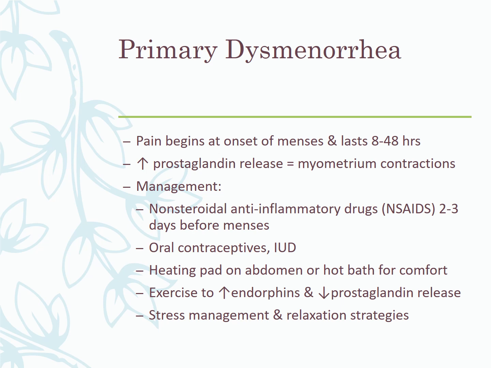We would probably encourage some NSAIDs for these patients. It does act as a prostaglandin inhibitor. Oral contraceptives can also be prescribed for these women who do not wish to become pregnant. It will diminish the production of the prostaglandins. There's other things that we can do, such as insert an IUD, a heating pad on the abdomen, or those little hot packs.